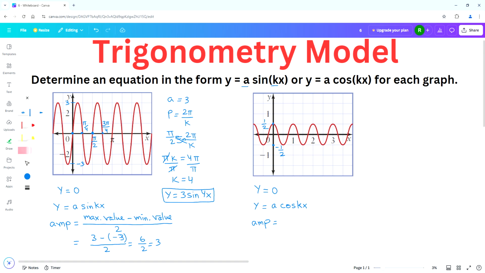The maximum value is 1 over 2. The minimum value is negative 1 over 2. The formula is max value minus min value divided by 2. Half minus negative half is equivalent to half plus half. Half plus half is equal to 1. So the amplitude is 1 over 2. So the a value is 1 over 2.